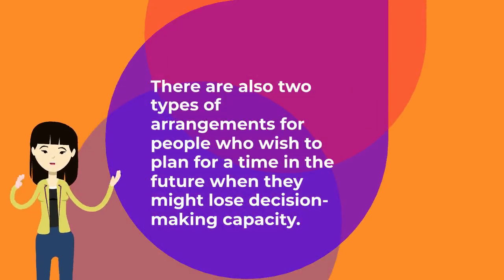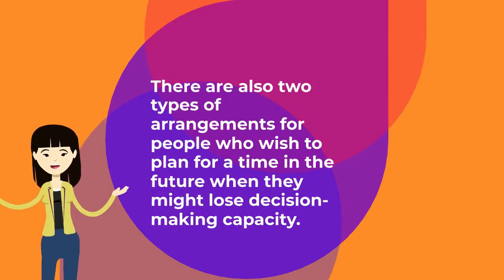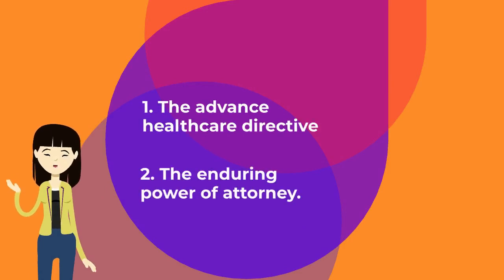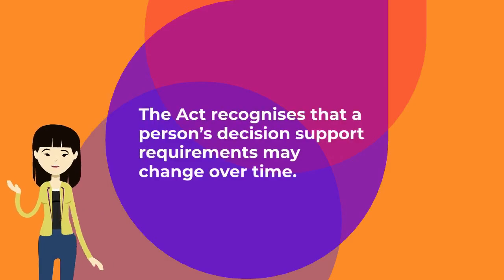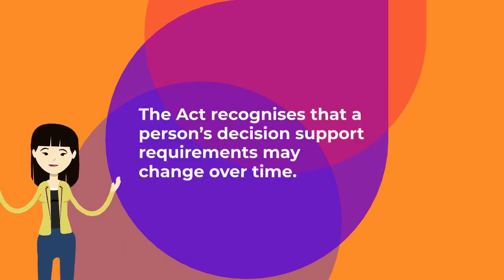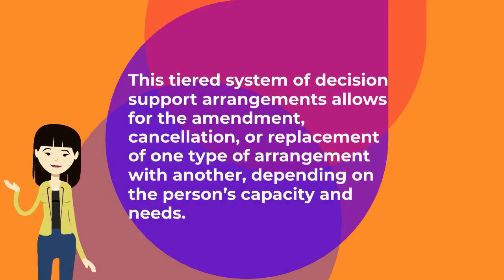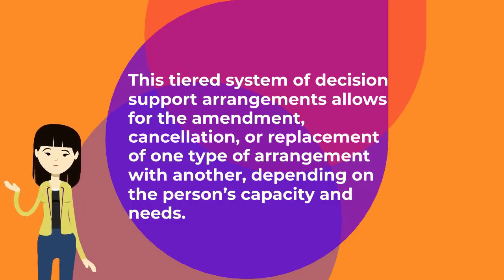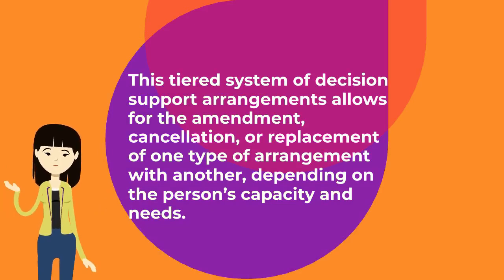There are also two types of arrangements for people who wish to plan for a time in the future when they might lose decision-making capacity. These are, number 1, the Advance Healthcare Directive, and number 2, the Enduring Power of Attorney. The Act recognises that a person's decision support requirements may change over time. This tiered system of decision support arrangements allows for the amendment, cancellation, or replacement of one type of arrangement with another, depending on the person's capacity and needs.